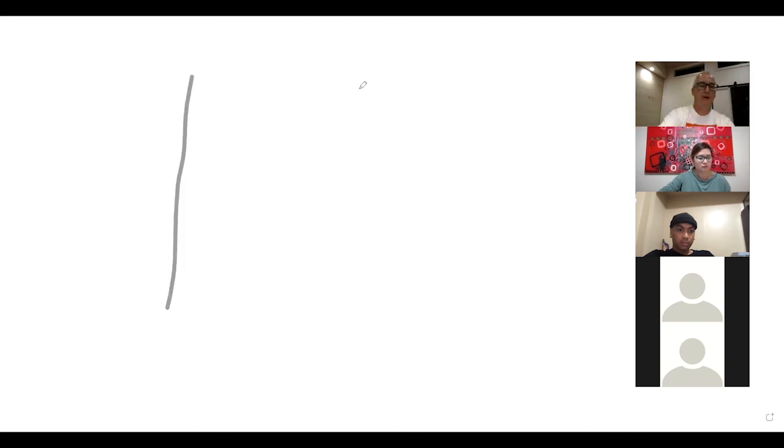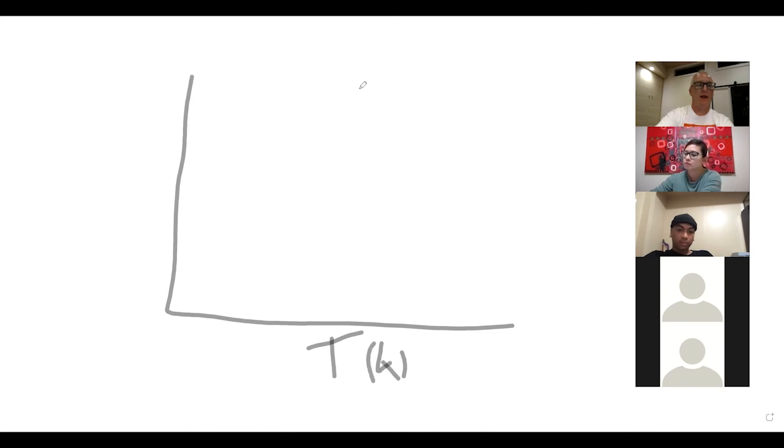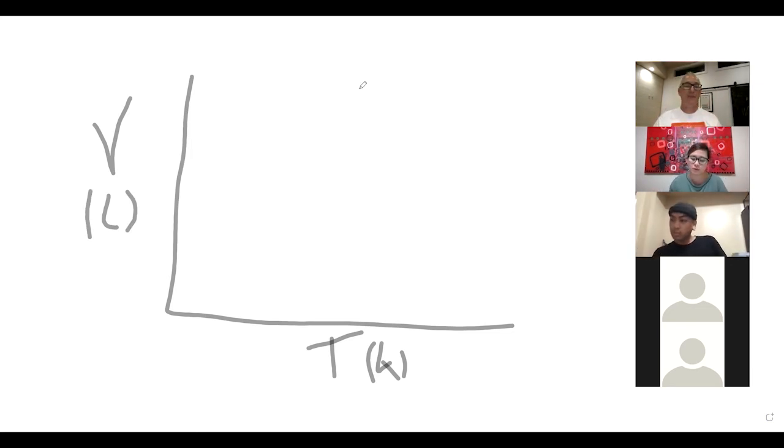So if I'm plotting my little plot here, and let's say I am plotting temperature in Kelvin, and I'm looking at volume of a balloon in liters. If anyone's ever noticed, if you leave a balloon in a hot car, what happens to it? Anyone ever done that? It'll pop. Sometimes it pops, right? It gets bigger. That's because the gas molecules start moving around faster, and they take up more space.